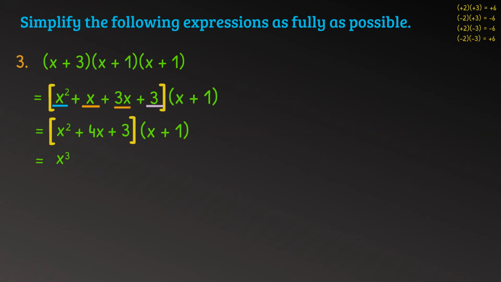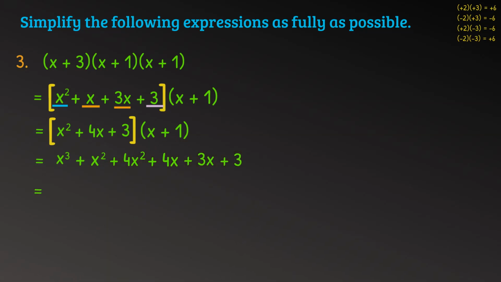And then timesing what's in the yellow bracket by x plus 1, we have x squared times by x is x cubed. X squared times by 1 is plus x squared. 4x times by x is plus 4x squared. 4x times 1 is plus 4x. 3 times x is plus 3x. And 3 times 1 is plus 3.